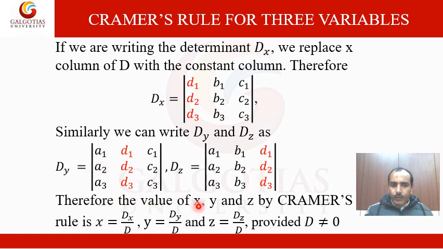Therefore, the values of x, y and z by Cramer's rule are x equal to determinant Dx upon determinant D, y equal to determinant Dy upon D, and z equal to Dz upon D, provided the determinant D, that is the determinant of coefficients of x, y and z, is not equal to 0.